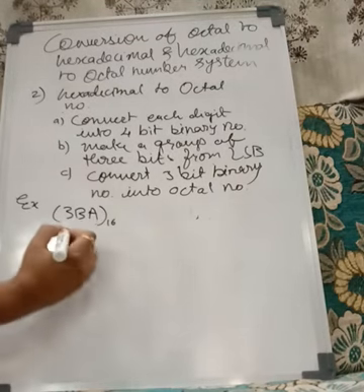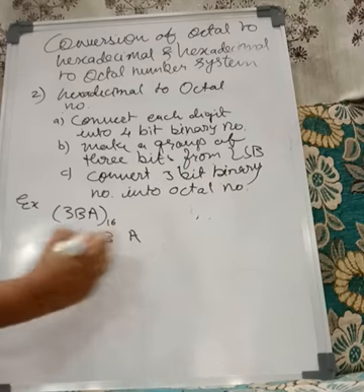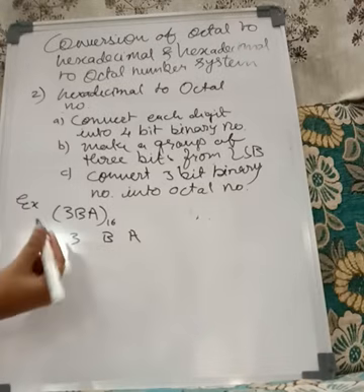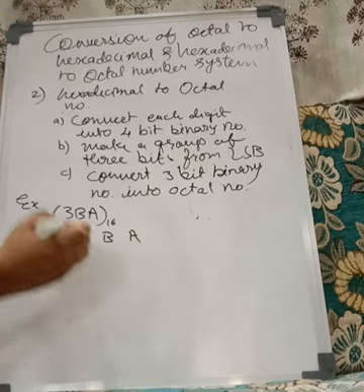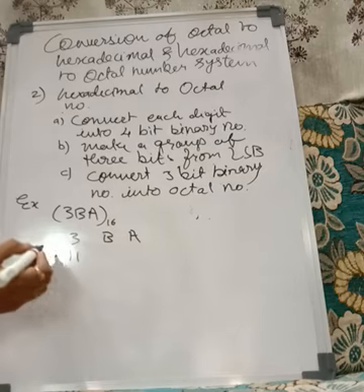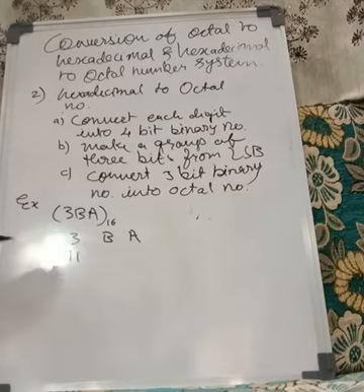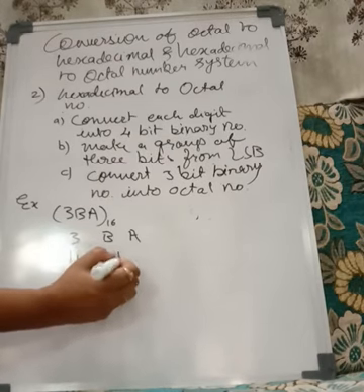So first of all, we'll write a binary number for this. 3 means 0, 1, 1, or we can write 0, 0, 1, 1, since we need to convert it into 4-bit. Now B is what? B is 11. So 11 can be written as 1, 0, 1, 1.